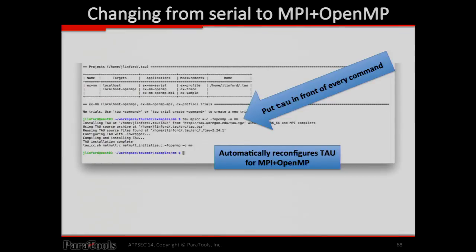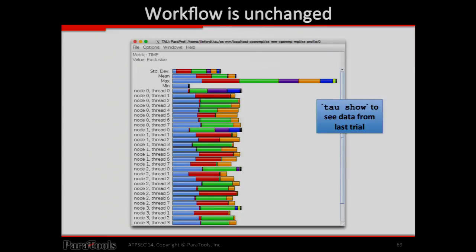If you change configurations in Tau Commander, it detects that and it will reconfigure Tau as necessary. It can automatically reconfigure reusing previous configurations as well, so it avoids a lot of this missing option problem that you sometimes find with new Tau installations. And the workflow is unchanged. If you change your configuration from serial to MPI with OpenMP, the commands you use are exactly the same. The only thing that's changed is your project file. So Tau Commander is now aware that you're doing a different task, and it can adjust accordingly.